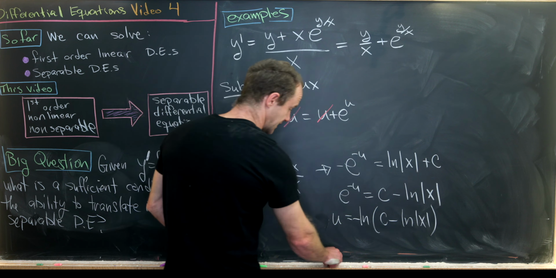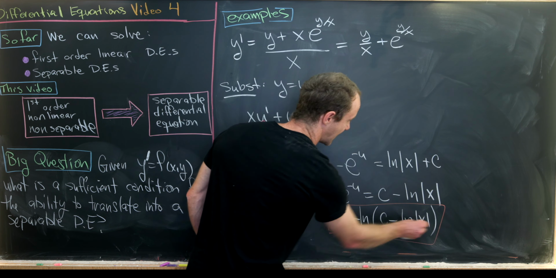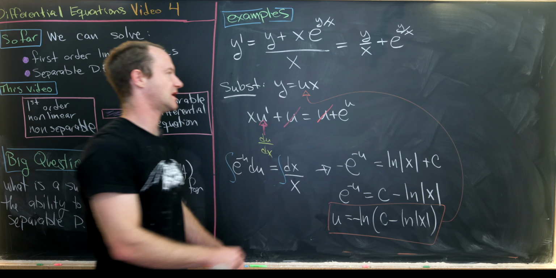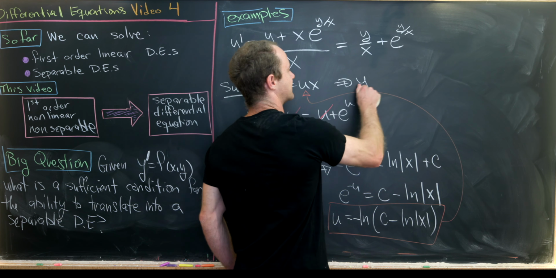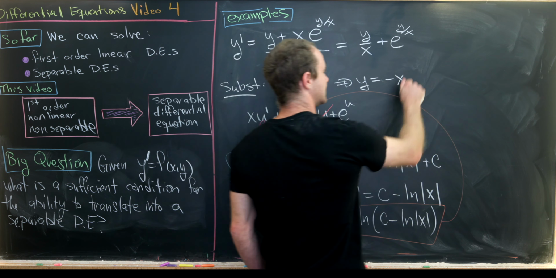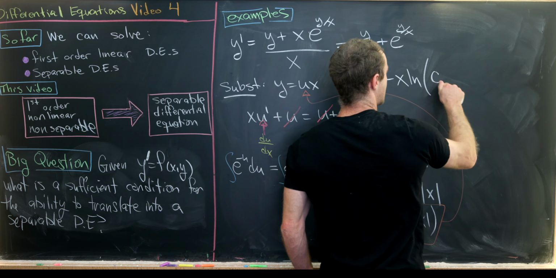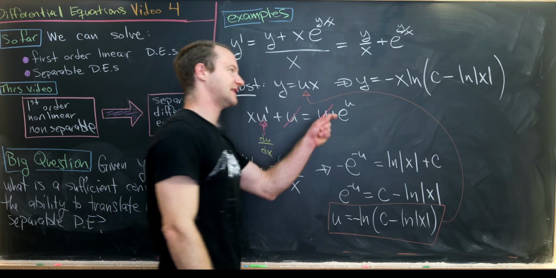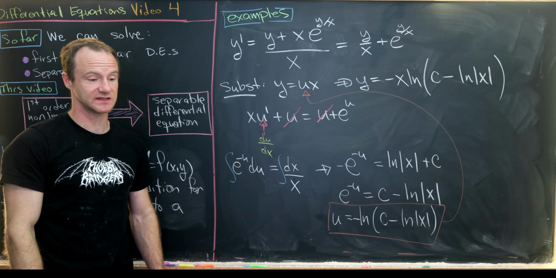Then finally, since u is not our final solution, but just a portion of our final solution, we'll multiply by x, and that will give us our final solution. So y equals negative x times the natural log of that constant minus the natural log of the absolute value of x, and that would be our final solution to this example.